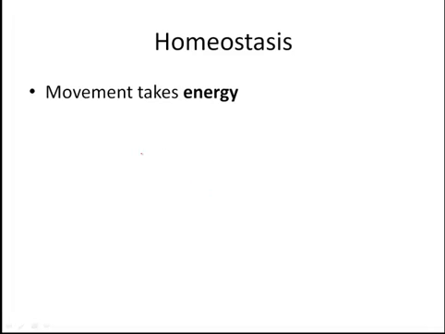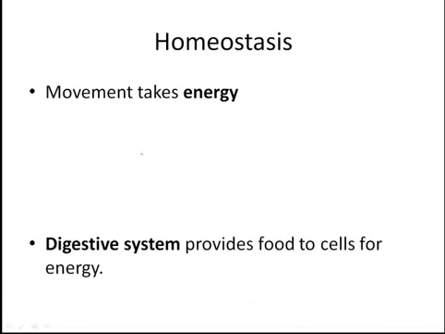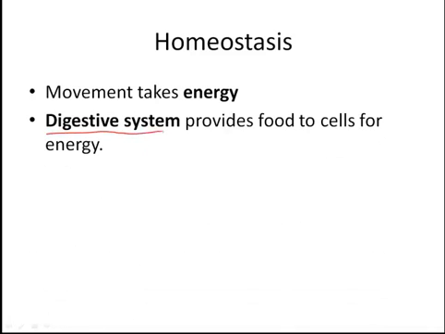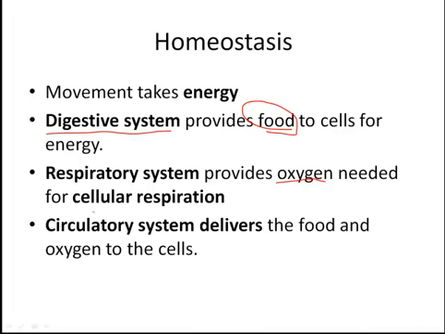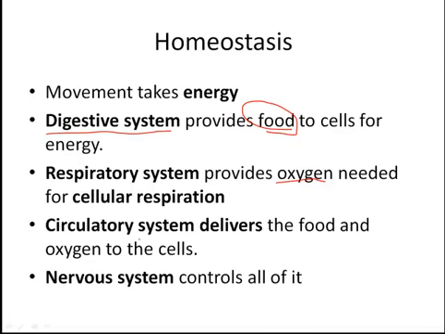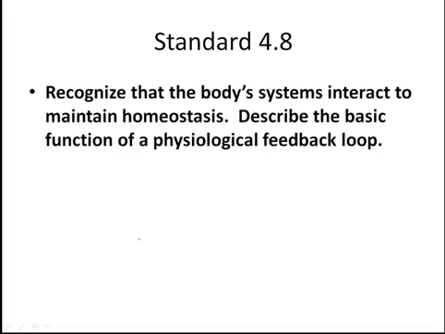So homeostasis, here's one example of everything working together in the body. So think about movement. Movement takes energy to occur. So the digestive system is going to provide food, okay, for those cells to get the energy. The respiratory system is going to provide the oxygen that's needed for cellular respiration. The circulatory system is going to deliver all of that stuff, the food and the oxygen, to the muscle cells so that they can contract. And the nervous system controls all of this. The endocrine system is also involved with this with the release of insulin and getting glucose into the system. So all your systems work together in order to maintain homeostasis.